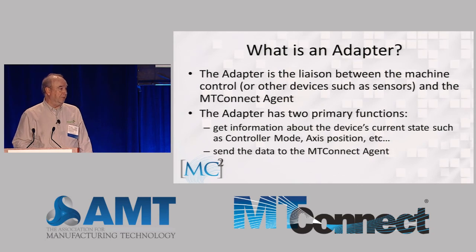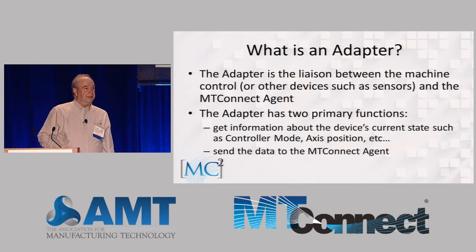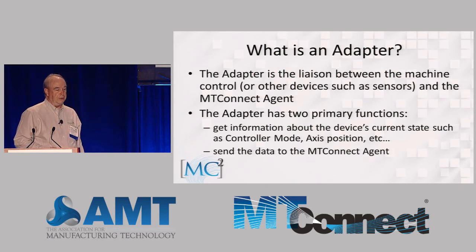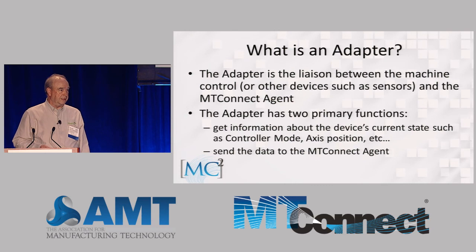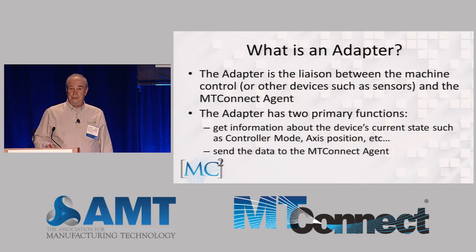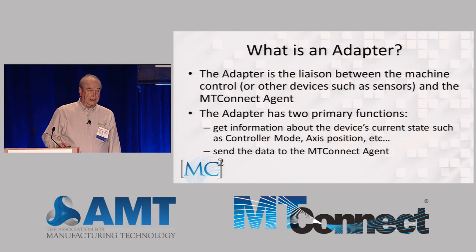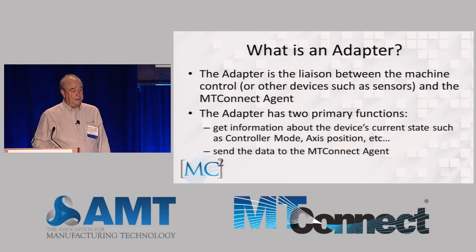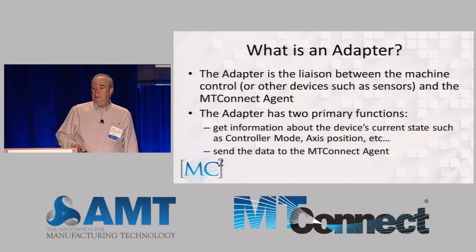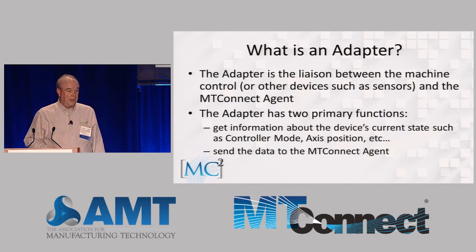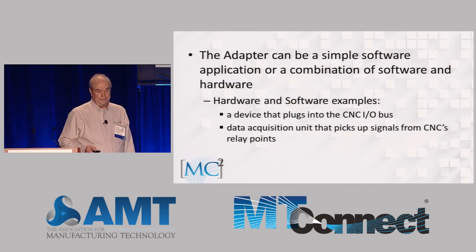So what's an adapter? Simply, the adapter is the liaison between the machine or some other input device that you want data from and the MTConnect agent. The adapter has two primary functions. It's to get the information from the device's current state, such as controller mode, axis position, axis load, feed overrides, etc. And it needs to send that data up to the MTConnect agent.